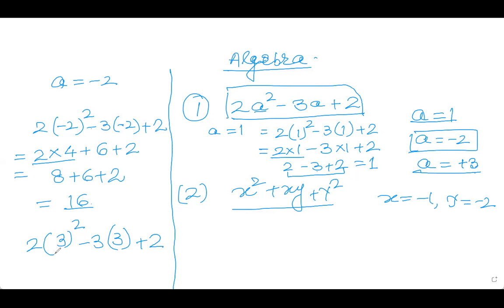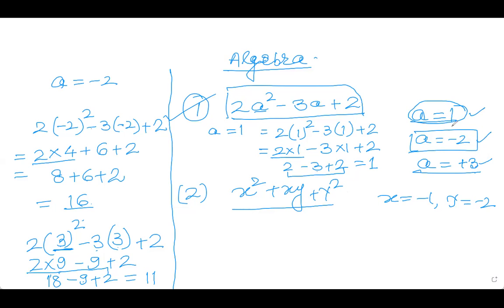And now, first we solve the power. So 3 square is 9. So 2 into 9, minus 3 into 3 is again 9, and plus 2. And according to BODMAS, this multiplication should take place first. So 18 minus 9 plus 2. And what is the final answer now? 18 plus 2 is 20. 20 minus 9 is 11.